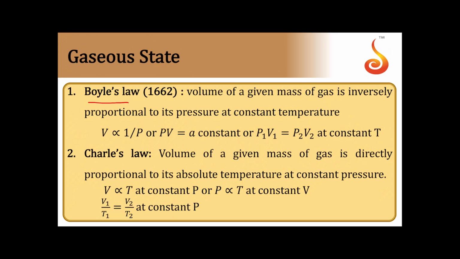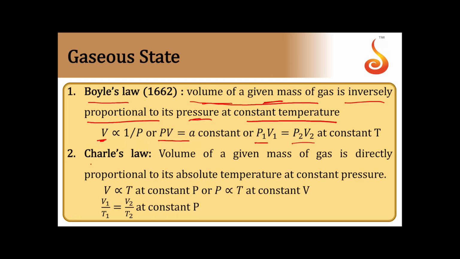Boyle's law states that the volume of a given mass of a gas is inversely proportional to its pressure when temperature is kept constant. That is, volume is proportional to 1 by P, or we can say PV is equal to constant. So while doing numericals, we use the formula P1 V1 is equal to P2 V2.